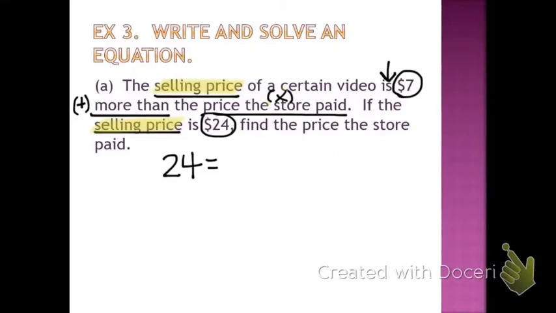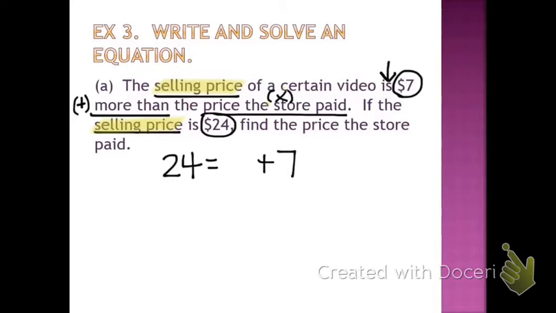So the selling price of a certain video, which we know is $24, is $7 more than. Now be very careful. We already said this is a plus sign. But do you remember more than and less than? They are what we call turnaround words. So when you see more than or less than, you have to take whatever's in front of the word and actually put it behind the sign. So what's going behind the plus sign here? $7 more than the price the store paid. So what is in front of more than? 7, which means it's actually going to go behind the plus sign. These are the turnaround words.